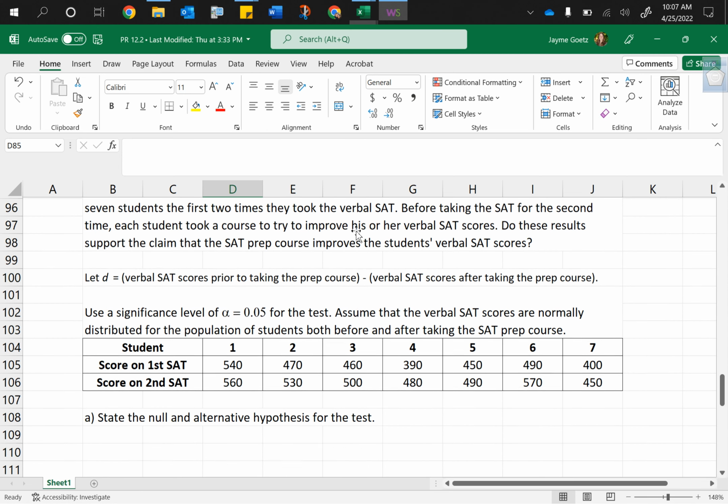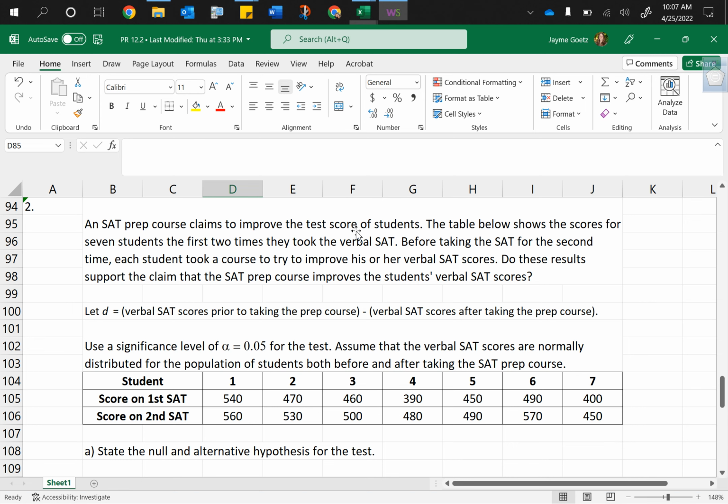Now let's go to number 2. An SAT prep course claims to improve the test score of students. The table below shows the scores for 7 students the first 2 times they took the SAT. Before taking the SAT for the second time, each student took a course to try to improve his or her verbal SAT scores. Do these results support the claim that the SAT prep course improves the student's verbal SAT scores? Then they tell you again, let the difference be the verbal SAT scores prior to taking the course minus the SAT scores after taking the course.